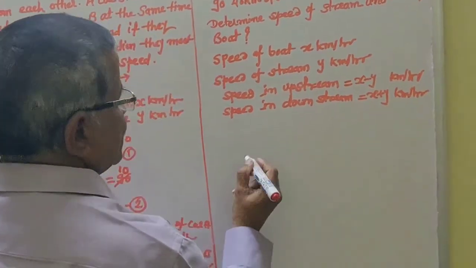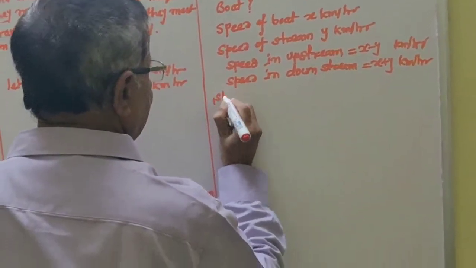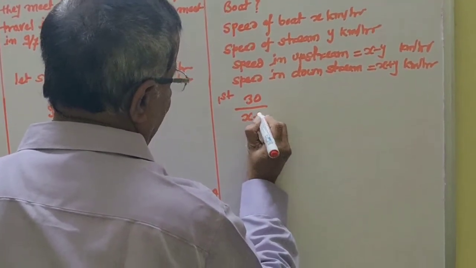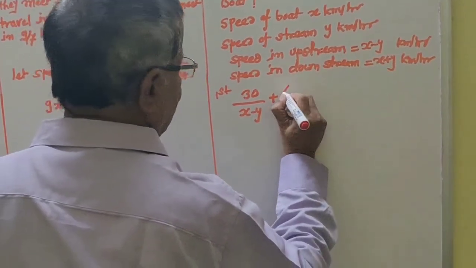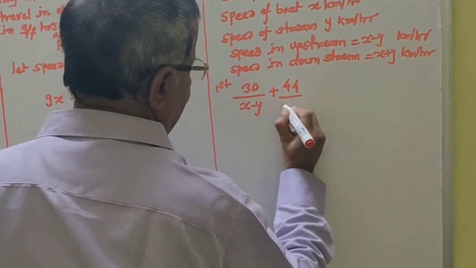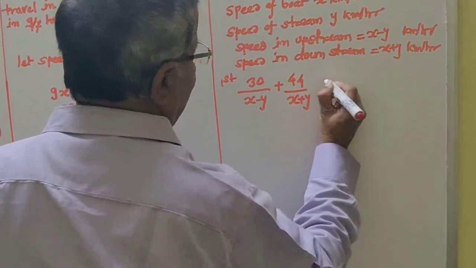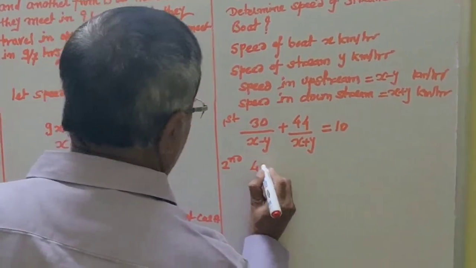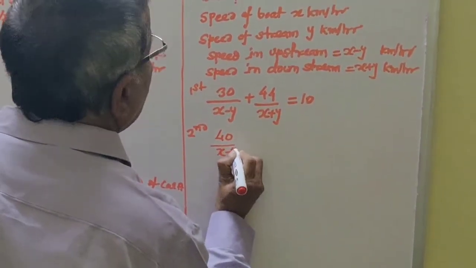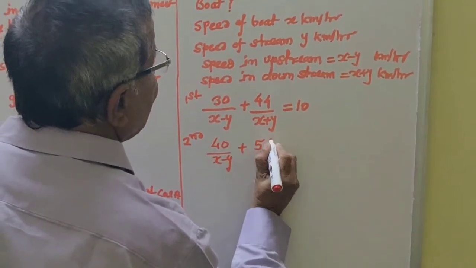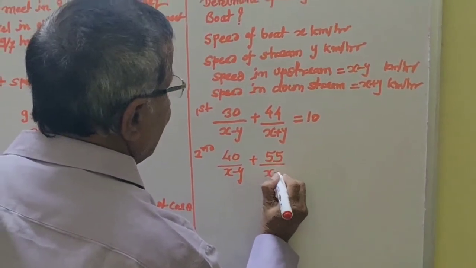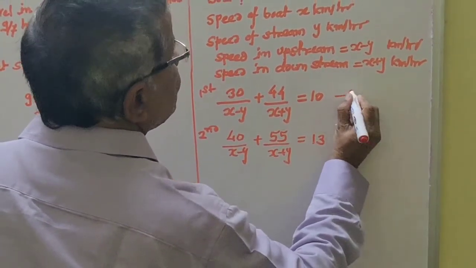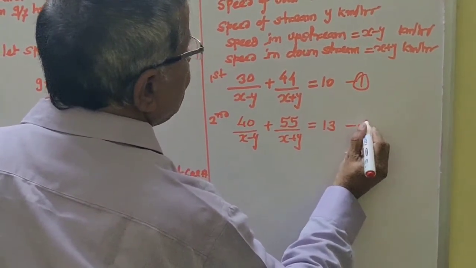Now what is the distance given? First condition is given 30 km upstream. Means I will write down this 30 upon x minus y plus 44 km downstream. I will write down 44 upon x plus y in how many hours? 10 hours. Second equation will be 40 upon x minus y plus 55 upon x plus y is equal to how many hours given? 13 hours given. This is equation number 1. This is equation number 2.